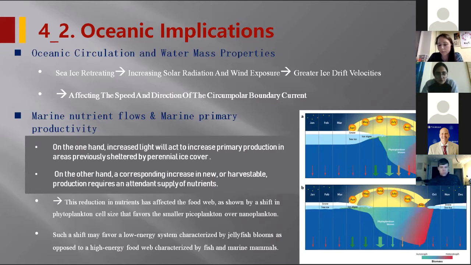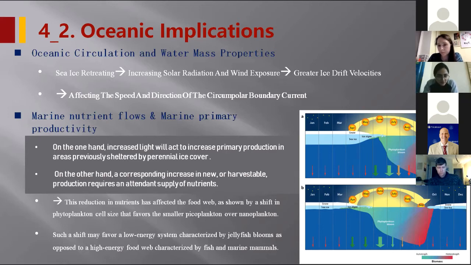Corresponding with this is an increase in new and harvested production, which requires an attempt to supply the nutrients. Observation has shown a long-term positive trend of annual mean Arctic average sea ice drift, resulting primarily from sea ice thinning. This affects the speed and direction of the circumpolar boundary current. It is the ocean current that flows clockwise from west to east, called the western wind current.